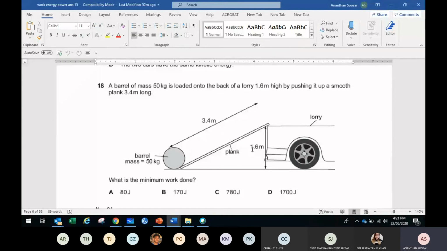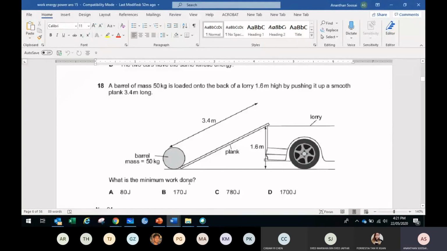A barrel of 50 kilograms is loaded onto the back of a lorry. It was dragged up 1.6 meter high by pushing it up a smooth plank 3.4 meter long. A smooth plank. The word smooth tells you what? No friction. What is the minimum work done?